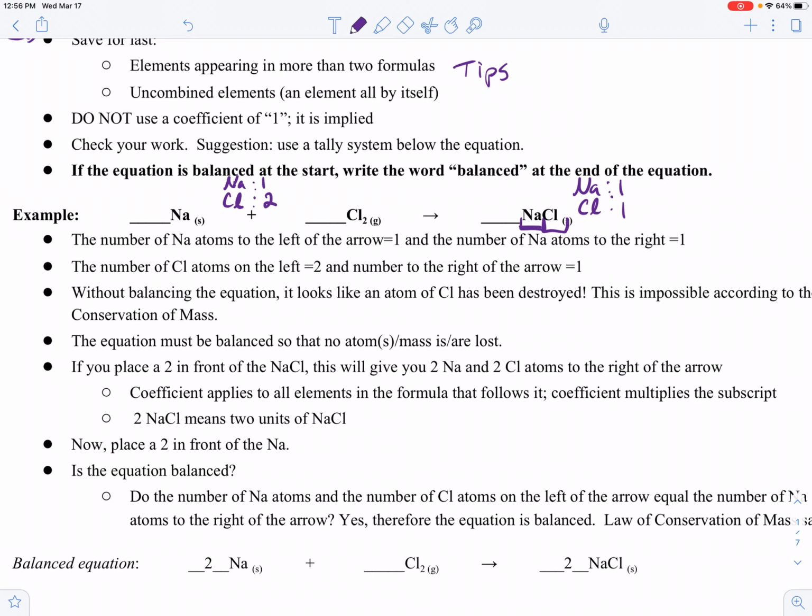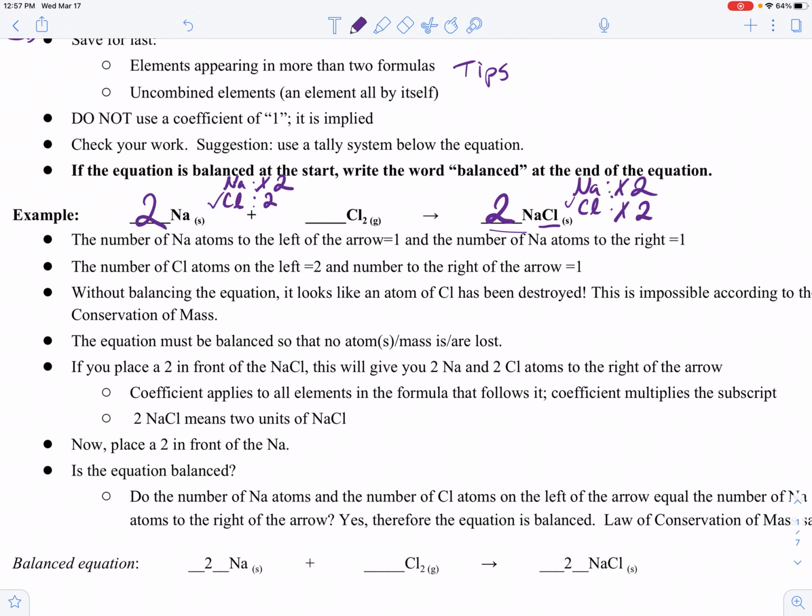So we can see that there's a problem because I have more chlorine atoms on the left side than I do on the right side, and it looks like a chlorine atom has just disappeared, and that can't happen. So I'm going to put a 2 coefficient out in front of NaCl. That means I now have 2 chlorine atoms because I now have 2 NaCl, and it also means that I now have 2 Na. So now that chlorine is balanced, I have to look at sodium. Sodium has now become unbalanced, so I'm going to come over to the left side and add a 2 coefficient in front of the Na, and that's going to give me 2 Na. And now I have a balanced chemical equation.